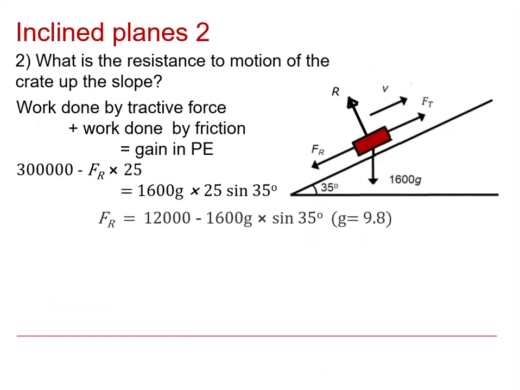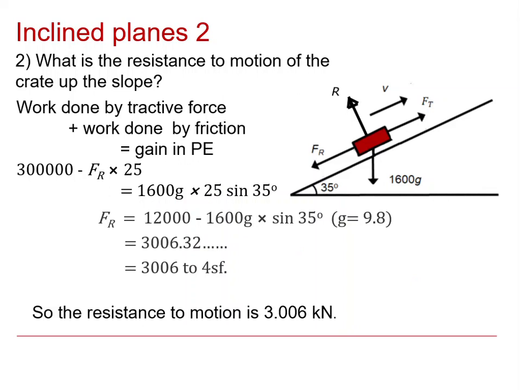So here we go, we make Fr the subject. Notice that you can divide by 25 readily. You can readily divide 300,000 by 25, and the 25 cancels out here. So it's easy to see that we're going to get that simple expression for Fr. So we work it out using the calculator, full display as much as I can be bothered to write, and then round it to 4 significant figures. So the answer in context is that the resistance to motion, notice again my change of units, is 3.006 kilonewtons.